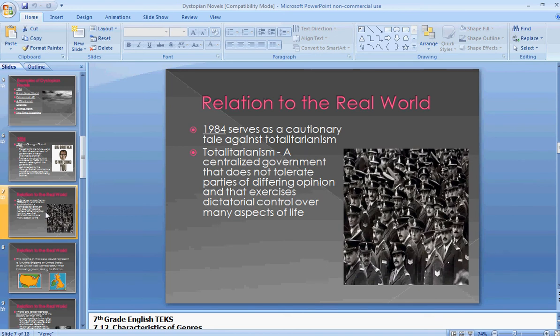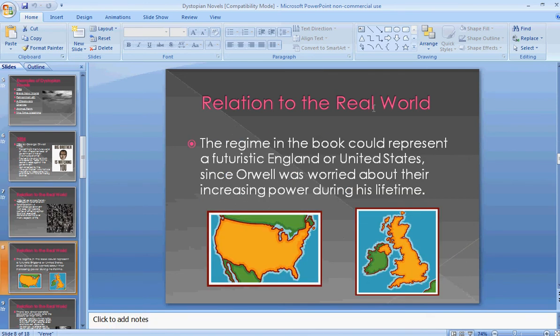Relation to the real world: what was the relation to the real world? 1984 served as a cautionary tale against totalitarianism. In other words, Hitler or Stalin, those type of things. A centralized government that does not tolerate parties or different opinions, and that exercises control over many aspects of life. Again, the regime in the book could represent a futuristic England or United States, since Orwell was worried about their increasing power during his lifetime.